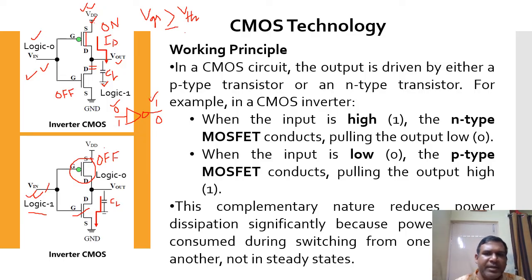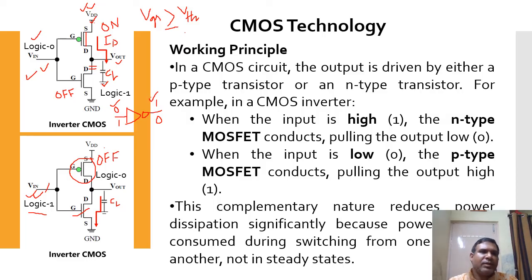This complementary nature actually reduces the power dissipation significantly, because power is only consumed during the switching from one state to another state, not in a steady state. So you can see here two different types of switching mechanism I explained. One is when the input voltage is zero. During that time, the p-type MOSFET is in the on state and the n-type MOSFET is in the off state. Certainly this load capacitor will charge from low to high.